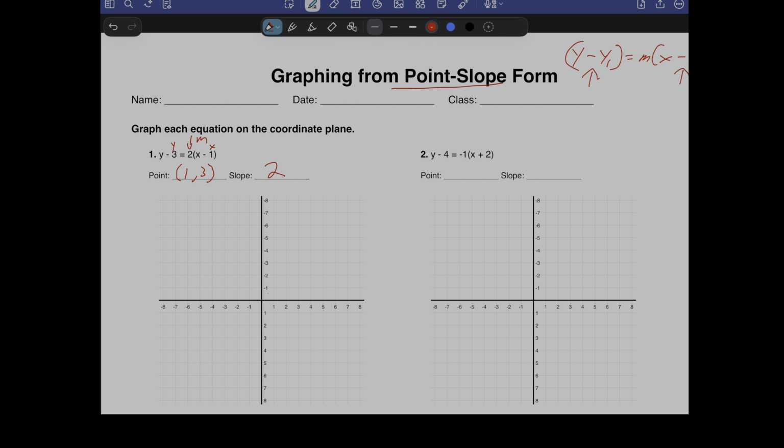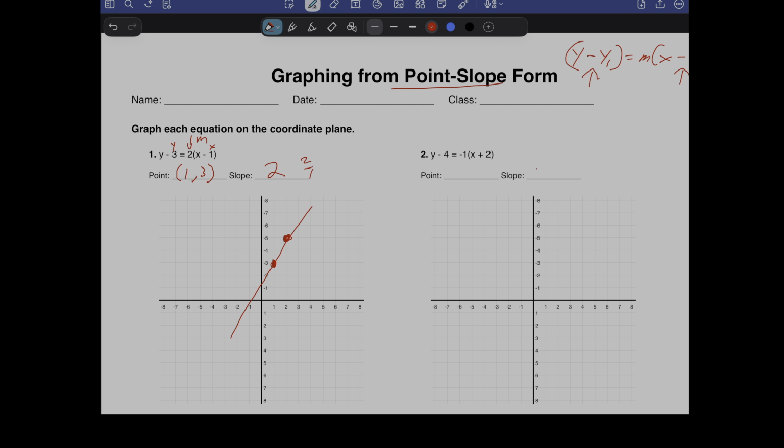Boom. And now all I do is plot 1, 3. There's my x is 1. There's my y is 3. And I do a slope of 2 over 1. Up 2 over 1. And look at that, I've got myself a point slope form. Okay? So now let's do a few more of these.